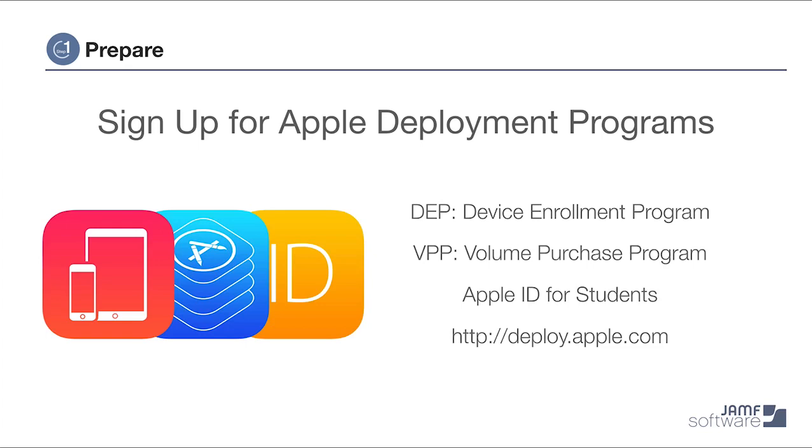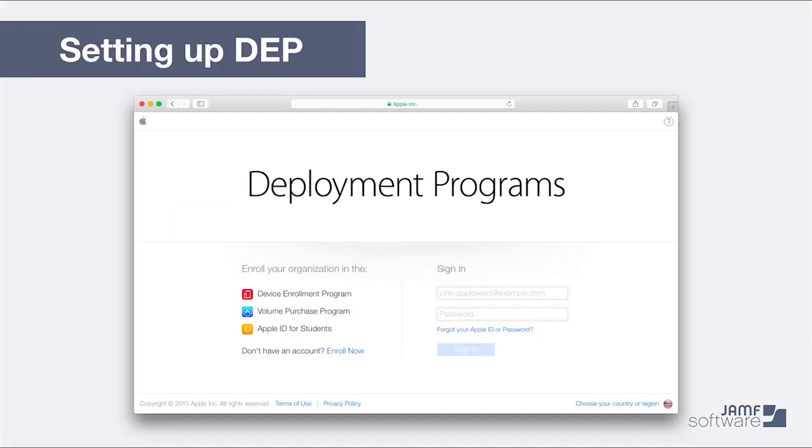Next, we have VPP, or Volume Purchase Program, which allows you to buy apps and books in bulk via their web portal. And finally, there's the Apple ID for Students program, which allows you to facilitate the creation of Apple IDs for students under 13. These can all be found on their website, deploy.apple.com. So let's take a look at what this looks like.